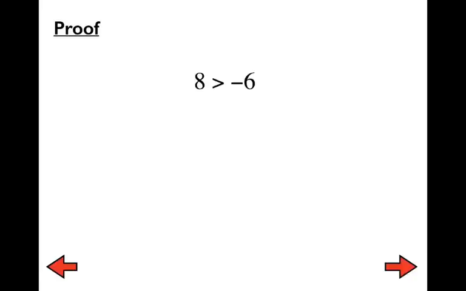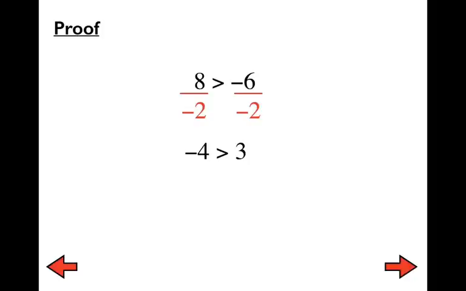Let's now take a look at a different type of problem. What if we had 8 is greater than negative 6? This is a true statement, much like the last one was. What if I took that true inequality and I divided both sides by negative 2? Now I have negative 4 is greater than 3. Think to yourself for a second whether that is a true statement or not. Of course, this is a false statement.